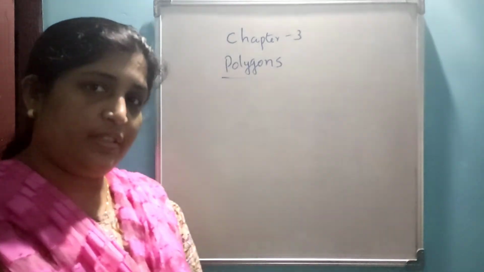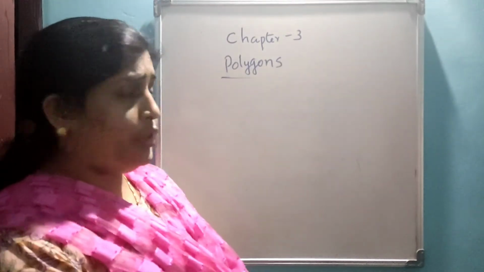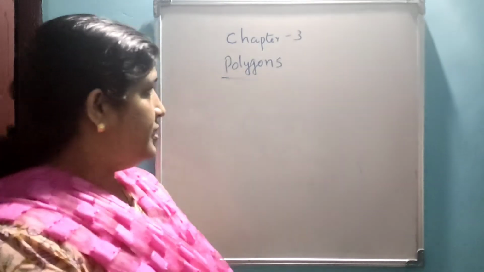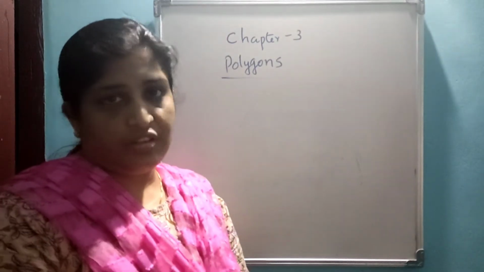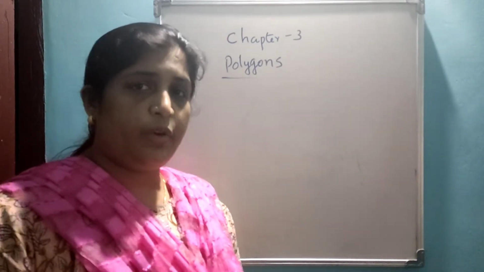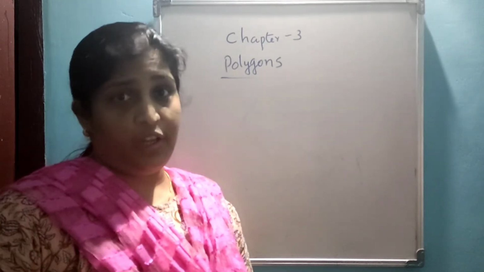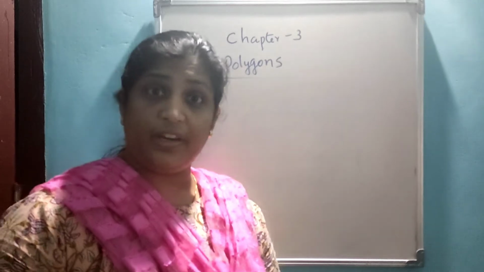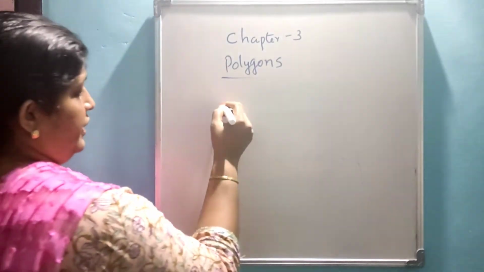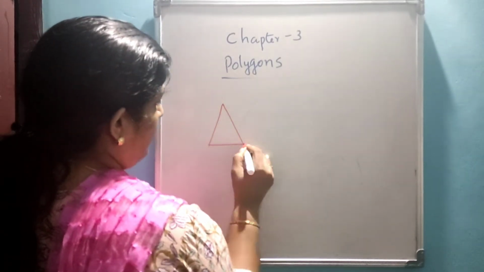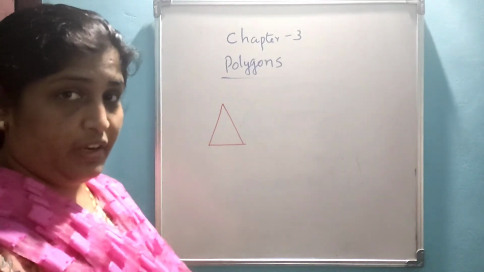Okay, polygons. Haven't you heard about it? Yes, you are very familiar with it, right? Polygons. What do you mean by a polygon? Which is the simplest polygon, or which is the smallest polygon? The smallest polygon is the triangle.